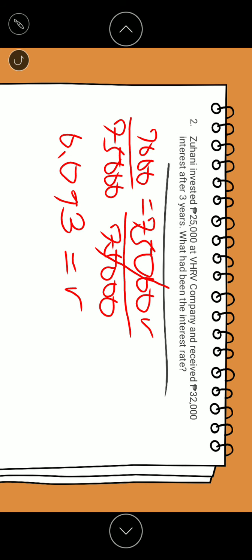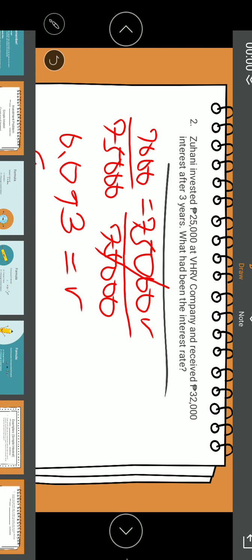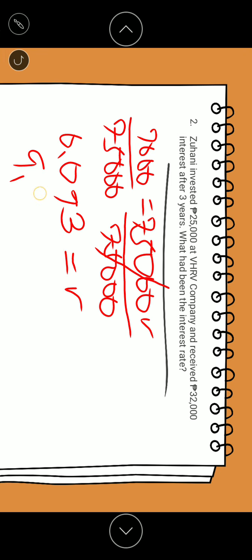Now, for the final answer, since interest rate ang hinahanap, convert 0.093 to percent by multiplying it by 100. So 0.093 times 100 is 9.3, 9.3%. Thus, 9.3% is the interest rate in Zohani's investment. That is the final and real answer.